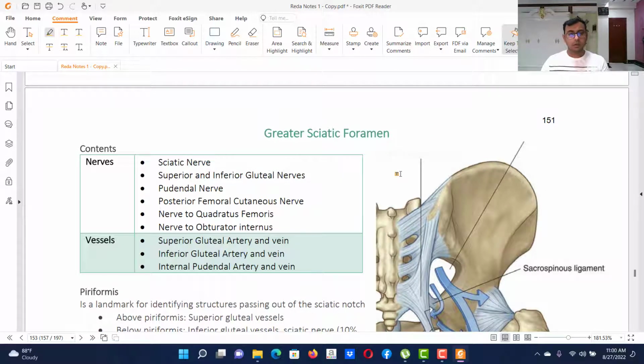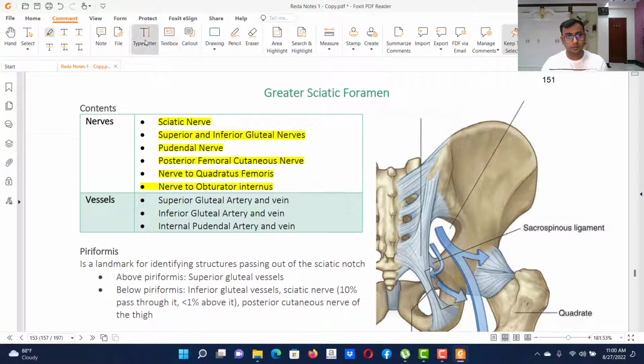The greater sciatic foramen. Without understanding or good strong preparation about the greater sciatic foramen, no need to go to the exam hall, because without it there is no meaning of going to the exam hall. So greater sciatic foramen, that is nerves and vessels, some nerves and some vessels. Nerves like sciatic nerve, superior and inferior gluteal nerve, pudendal nerve, posterior femoral cutaneous nerve of thigh. Now the nerve to quadratus femoris, nerve to obturator internus. So a group of nerves and vessels come from the greater sciatic foramen.